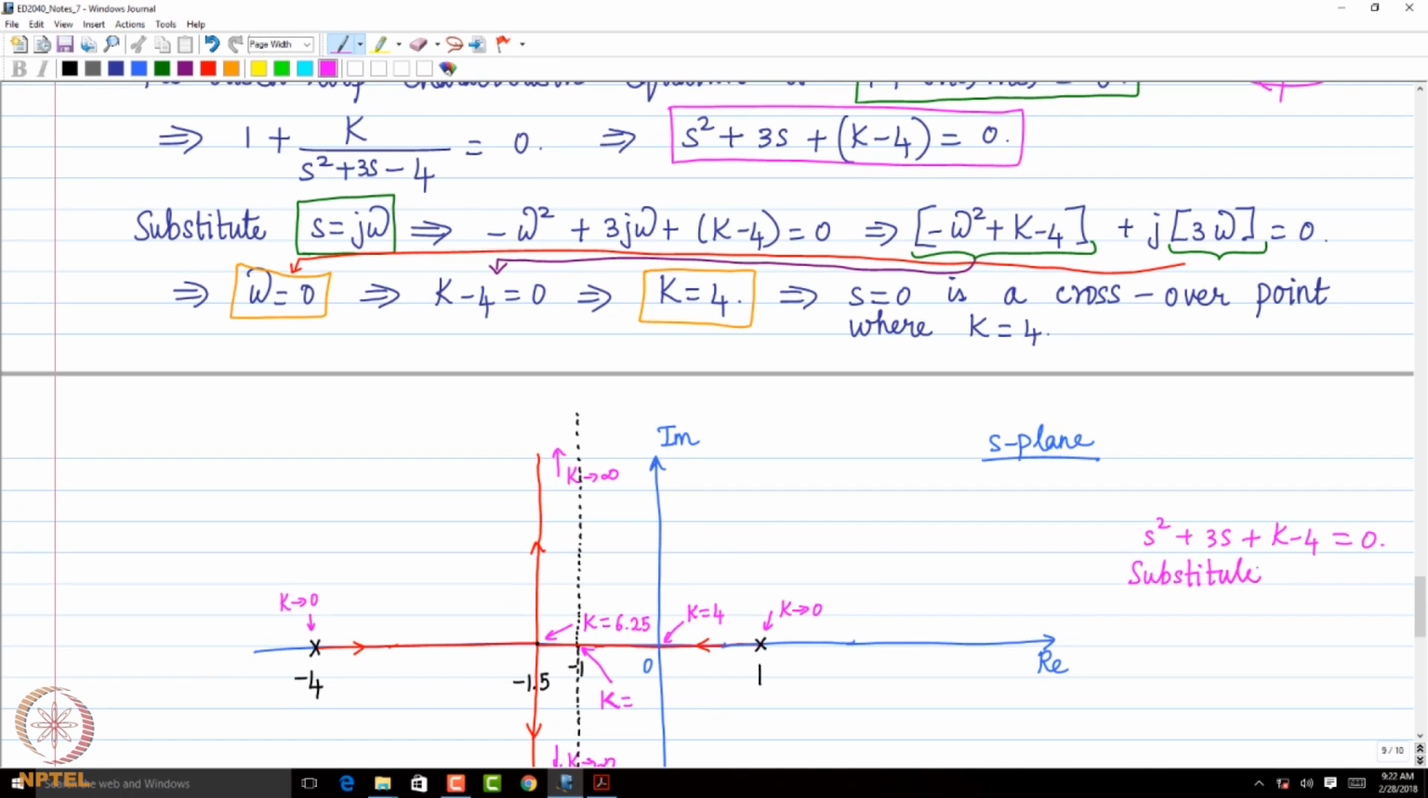Why am I doing it? Because that is the point beyond which both branches of the root locus go to the left of the minus 1 line, right? So when I substitute s equals minus 1, what do I get for k? This becomes plus 1, this is minus 3, minus 4, then I will get k to be, what is the value of k? 6, right?